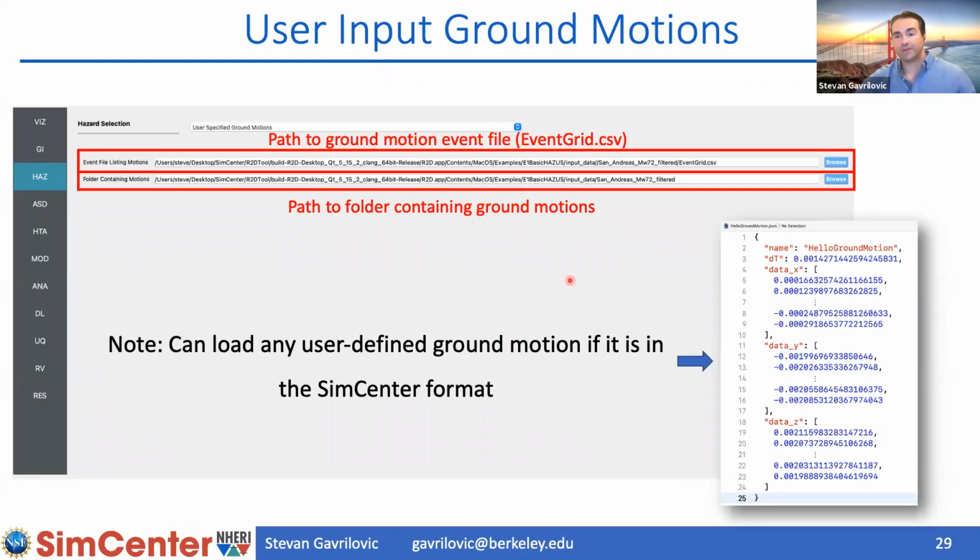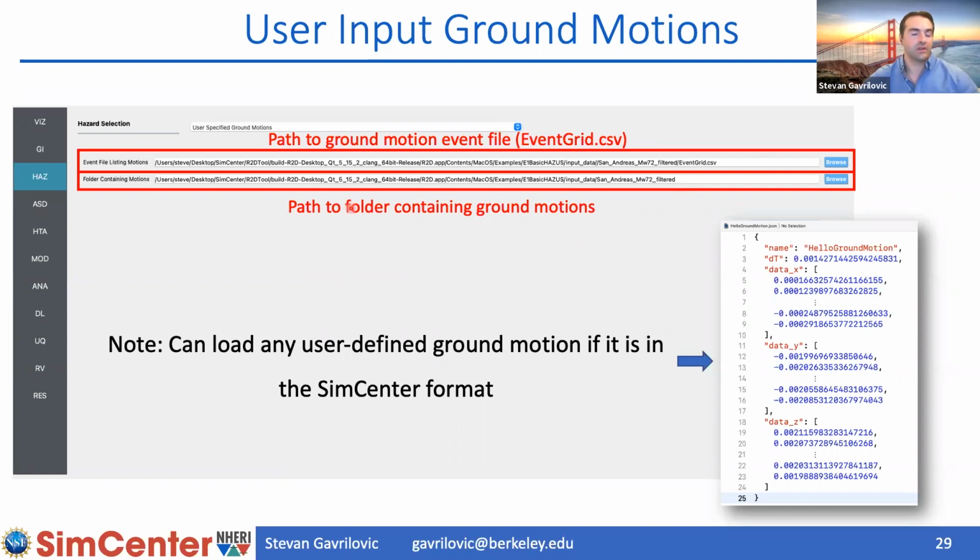Now, users only have to run the earthquake scenario simulation once. Once they create that grid, they could go to that output folder, copy and paste that somewhere else on their computer so it doesn't get overwritten. And now they have access to that grid for importing in the future. You could import it through this user input ground motion app. So you have to point this input box here to the location of that event grid CSV file.